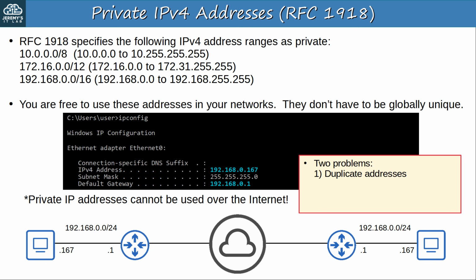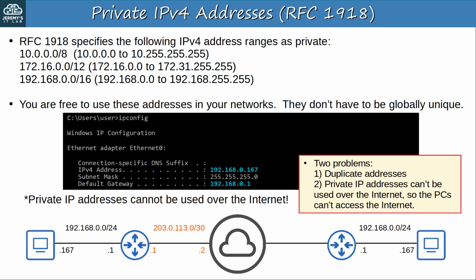So that's a problem. Another problem is that private IP addresses can't even be used over the internet, so the PCs can't access the internet. However, NAT solves both of these problems for us. Although the PCs and the router's internal interfaces have identical private addresses, perhaps my router's external interface has the public IP address 203.0.113.1, and the other router has the public IP address 203.0.113.5. This is important. Although the private IP addresses aren't unique, the public IP addresses must be unique.